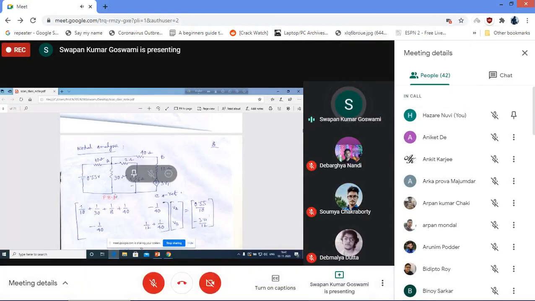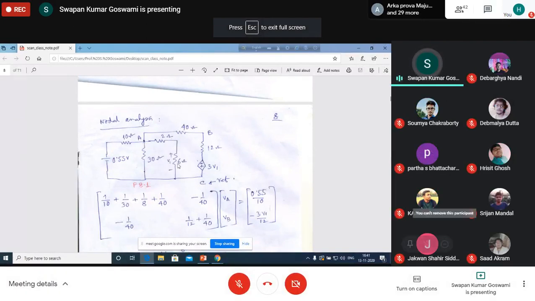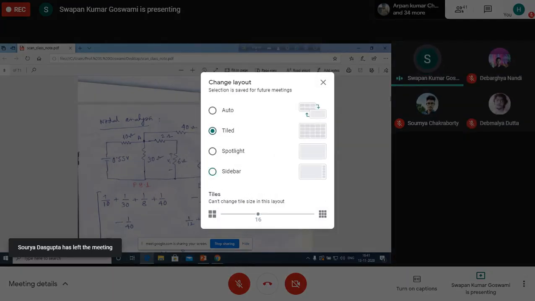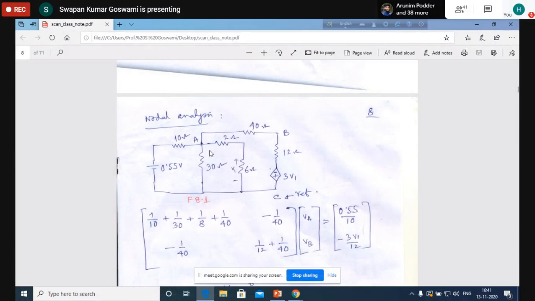From A to the reference node, we are using nodal analysis. Now the nodes are A, B, and this is the third node. Say this third node, C, is the reference node. Between A and C, we have this branch with 2 ohm in series with 6 ohm, and across the 6 ohm resistance the voltage drop is considered to be V1, and this dependent source is 3V1. That means, what is the value of V1?